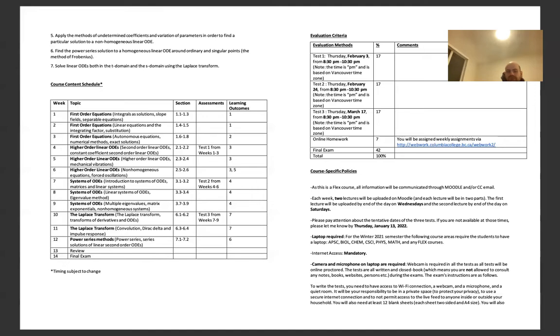Okay, so these are the topics that we want to cover in this course, very briefly, the chapters that we want to cover. And then I also wrote about the evaluation methods, basically about the tests that we are going to have and the homework.